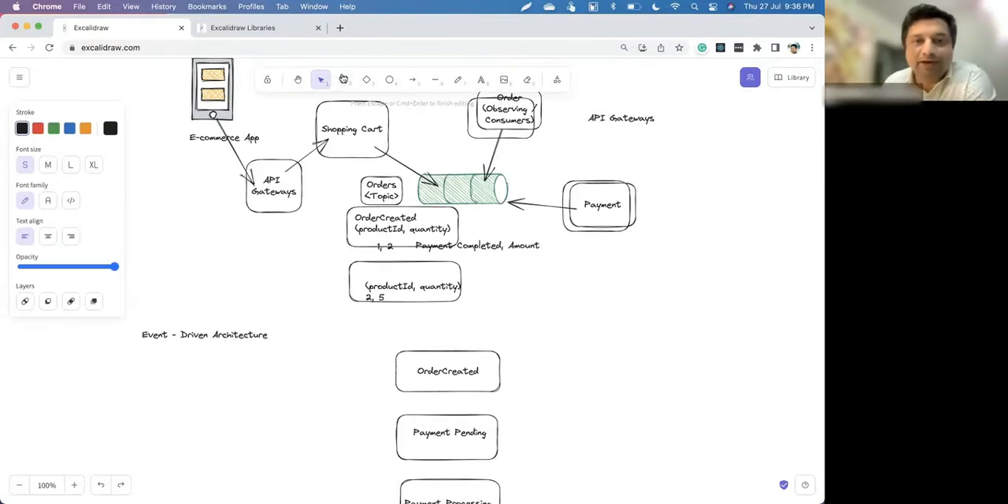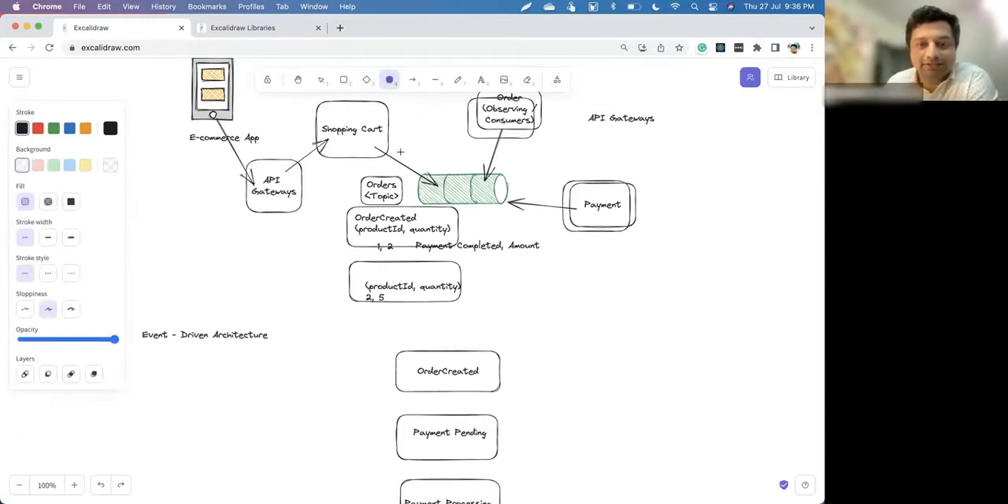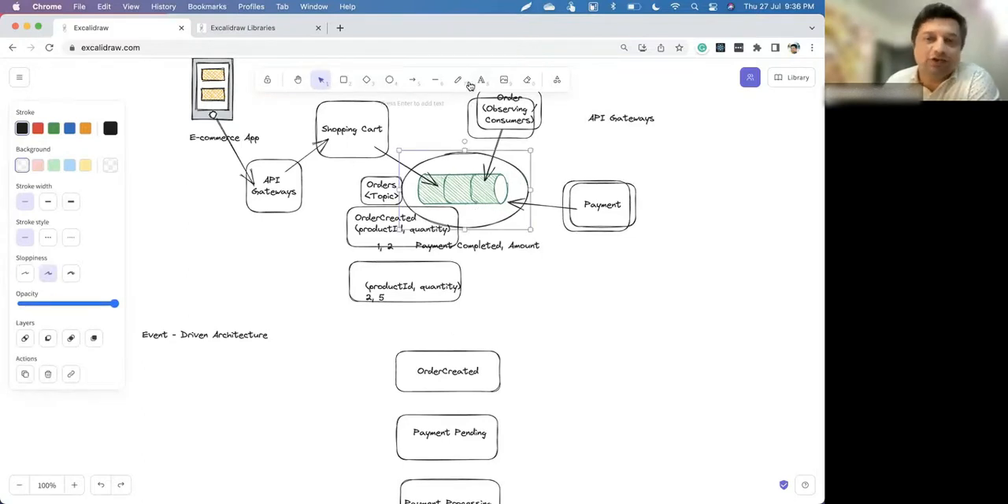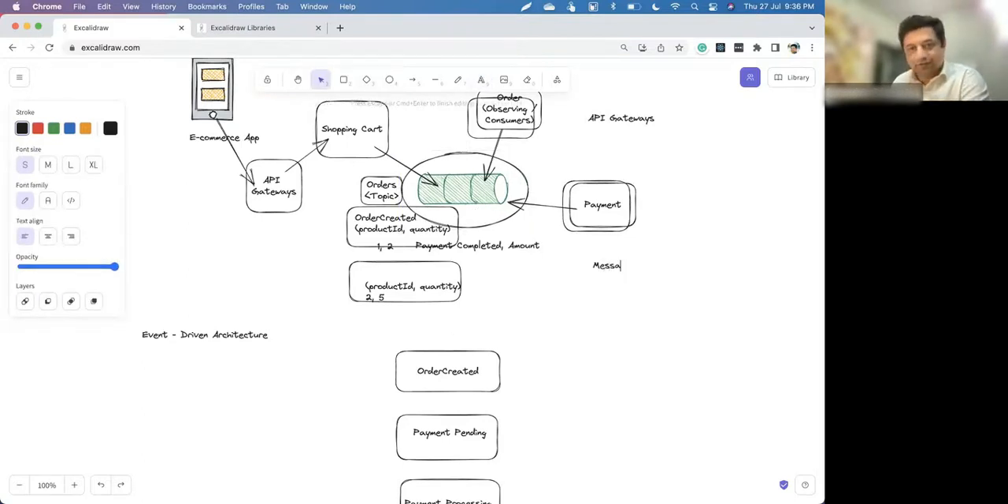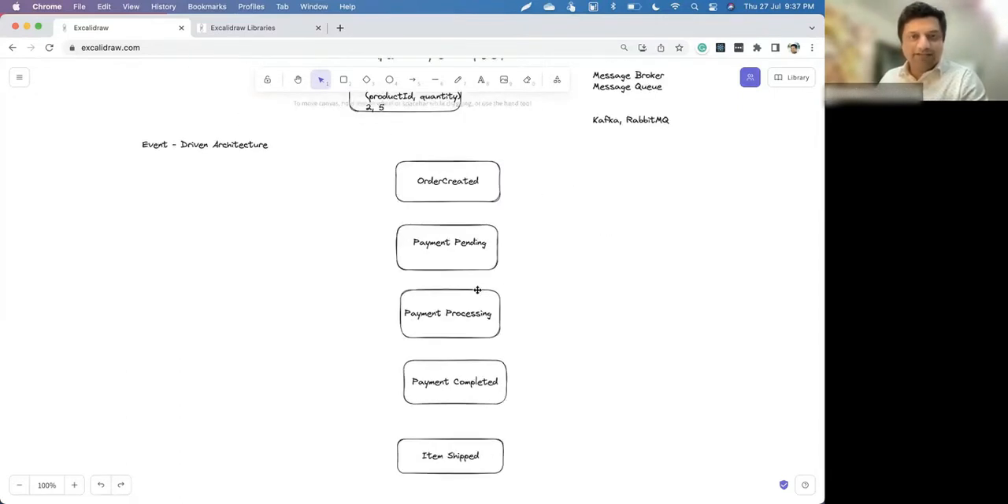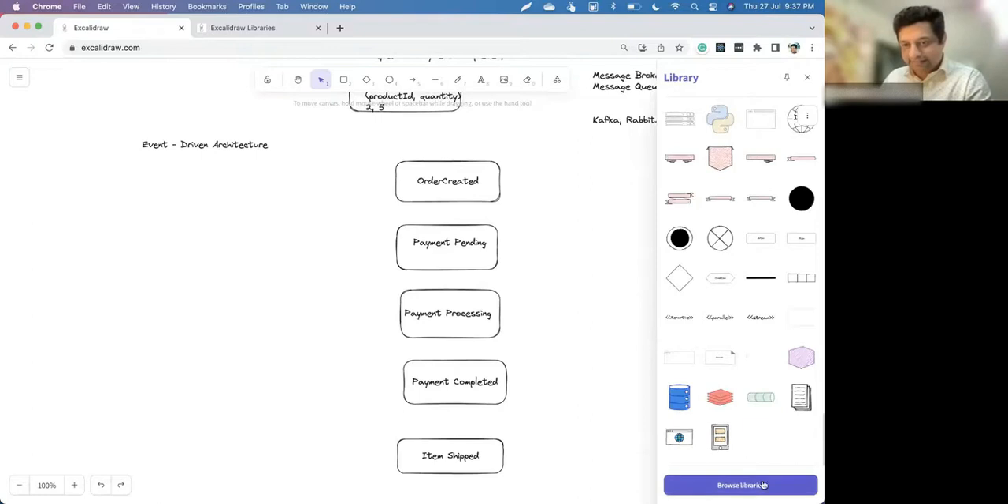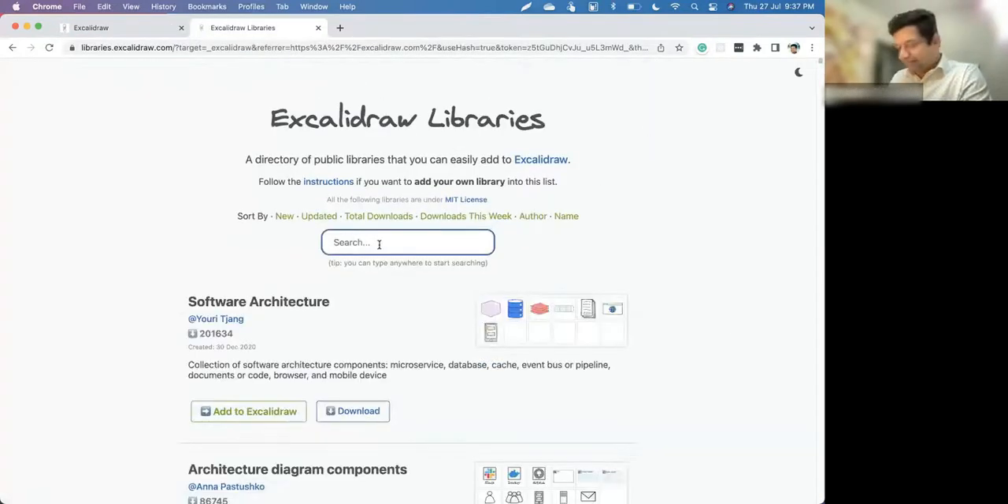But here, the important thing is you use message broker. Message broker and message queue are all the same thing, right? They are also called message broker. They are also called message queue, right? And examples of this are Kafka and RabbitMQ. These are the two popular message queues, right? I'll give another example for message queue. We discussed in our previous session the chess application, right?